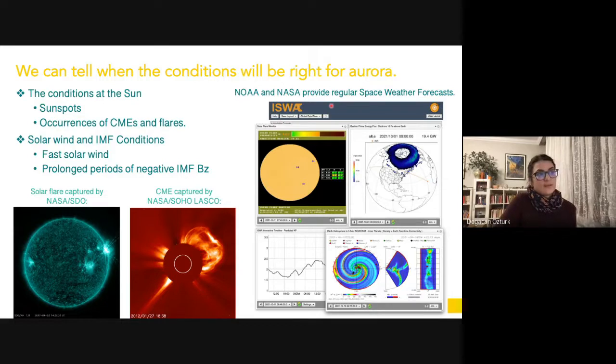NOAA and NASA provide regular space weather forecasts where we expect these conditions to change over time. You can see there's the solar flare monitor, the auroral oval again, or the solar wind model, which shows basically how the conditions might be changing in the future.